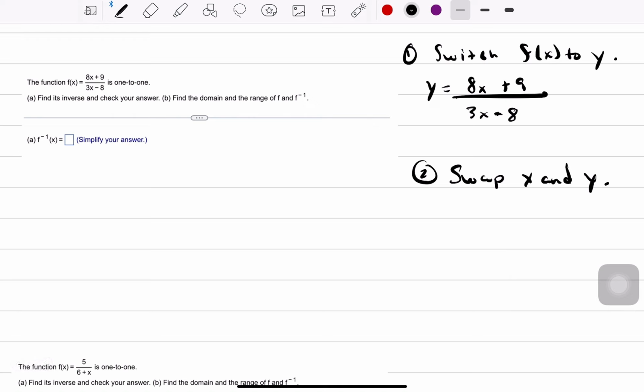By the way, you should have learned this in algebra too. However, I'm giving you the instructions, so it doesn't matter. x is equal to 8y plus 9 all over 3y minus 8. Okay, so we swapped our y's with x and our x's with y's. That's it. So now we have to solve for y like we always have before. This is where it gets a little tricky, because the algebra just gets a little bit tricky. So step 3, solve for y.